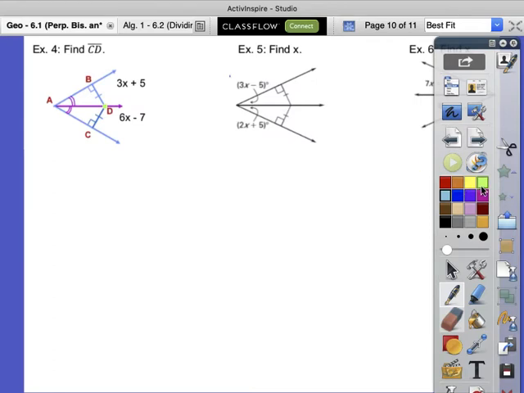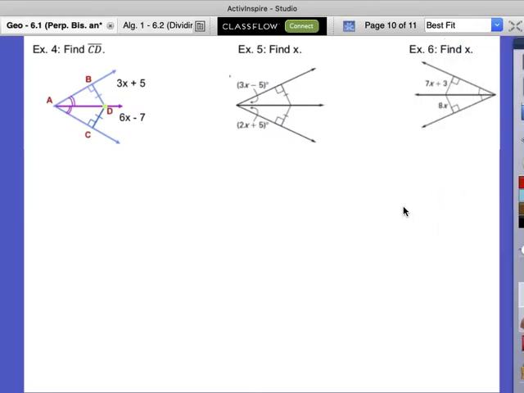Move on. Example 4. How could we find the measure of CD? Okay, we're doing examples 4, 5, 6, and then we're done for the day. How could we find the measure of segment CD? Set them equal to each other. We're also told they're congruent here, but do we even need to know these tick marks to know they're congruent? No, because it's on the angle bisector. 3x plus 5 is equal to 6x minus 7.